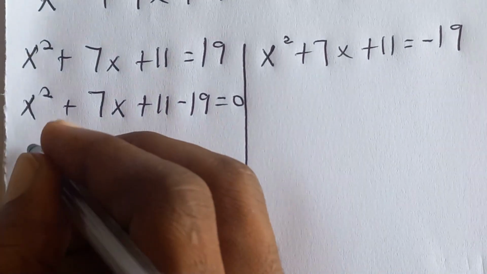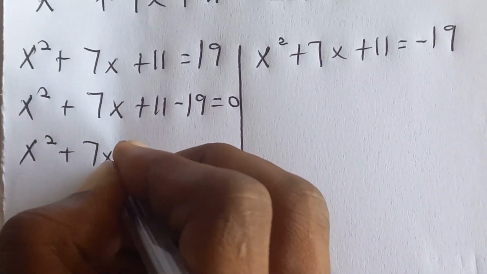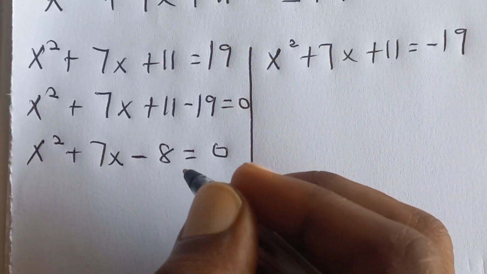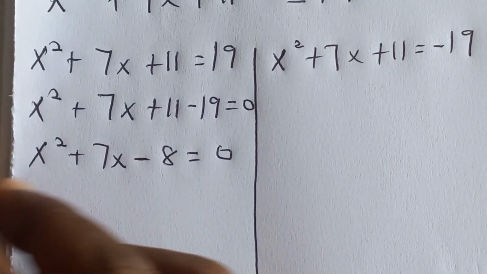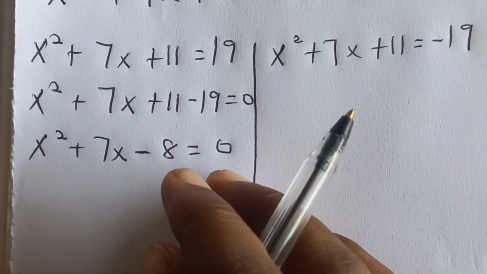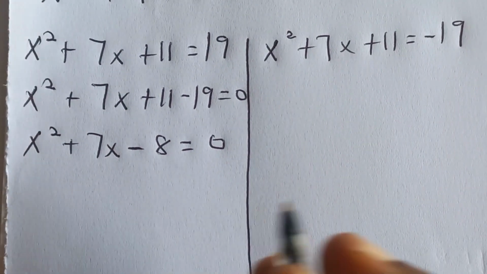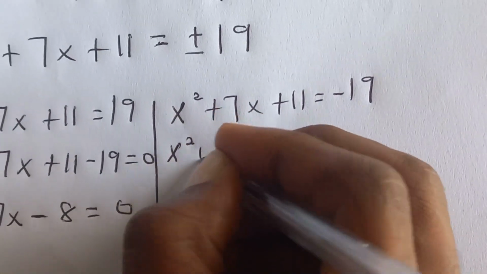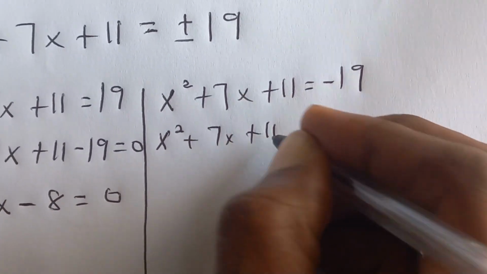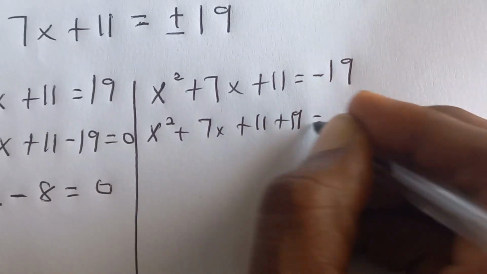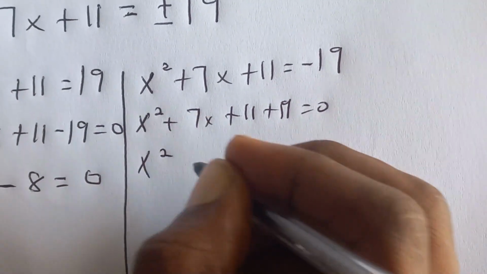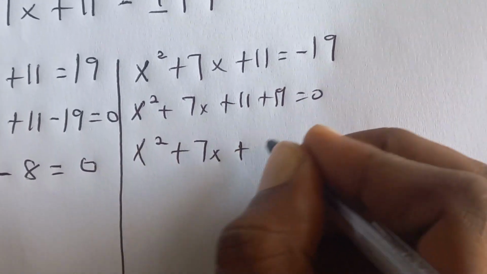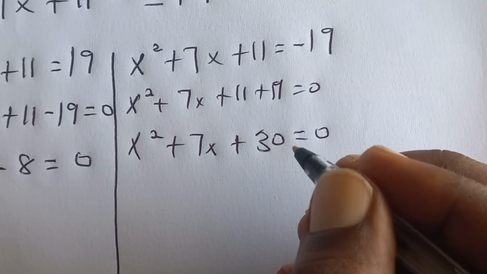So now we have x squared plus 7x minus 8 is equal to 0. Okay, so now we are looking for a discriminant that will give us real solutions. Okay, so let's now reduce these two. So we have x squared plus 7x plus 11 plus 19 is equal to 0. So we have x squared plus 7x. Okay, and this will give us 30, which is equal to 0.